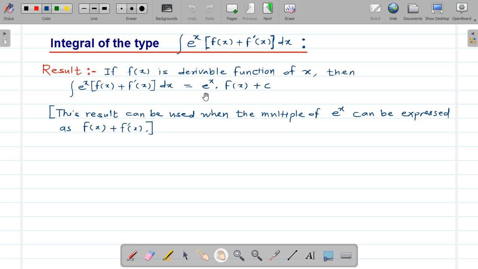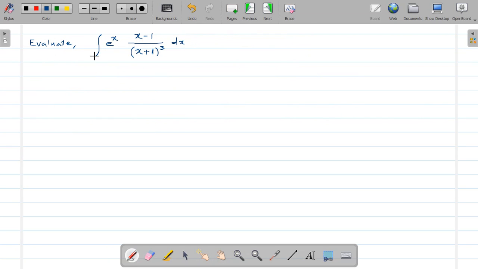In the last lecture we solved two examples related to this. Today also we will solve some examples. So let us see. Evaluate the integration of e raised to x into x minus 1 upon x plus 1 cube. Now see here, the multiple of e raised to x is x minus 1 upon x plus 1 cube, and we have to express it in the form of f of x plus f dash x. So just some adjustment is required here.